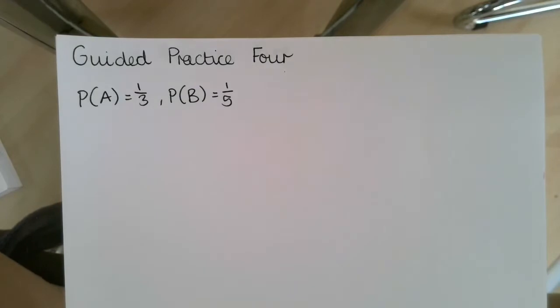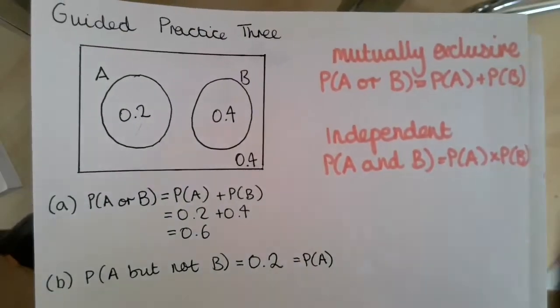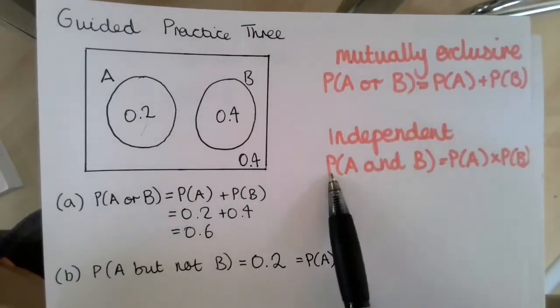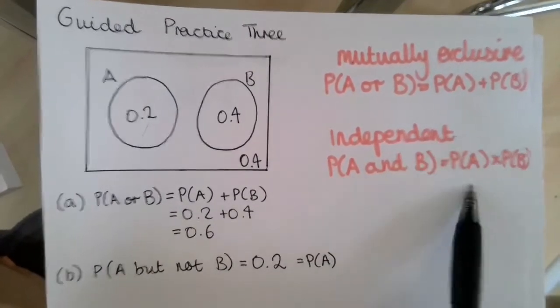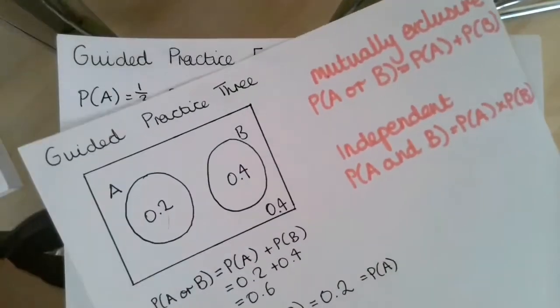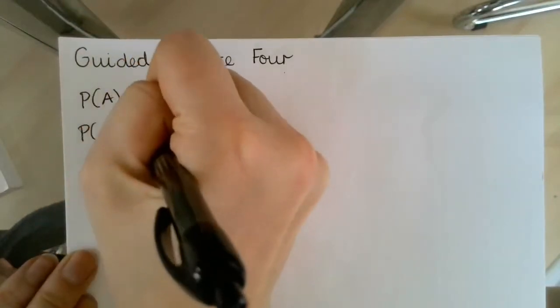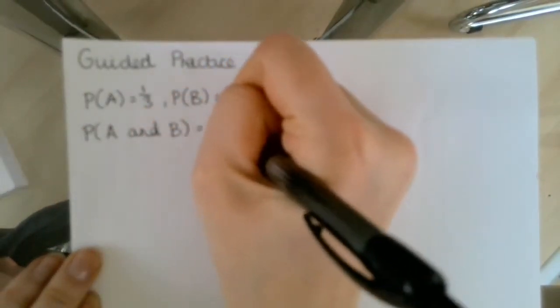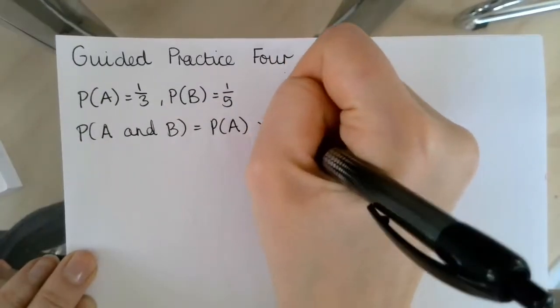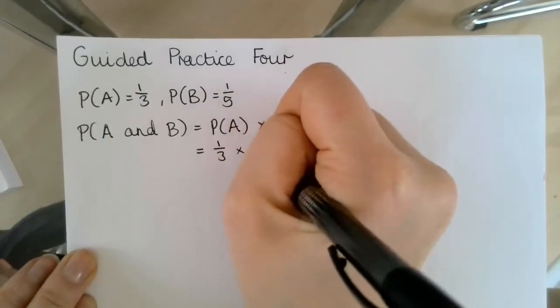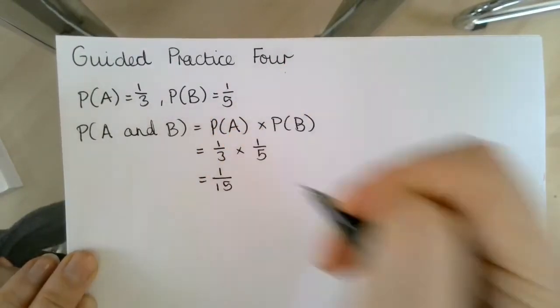For guided practice 4, this is a really quick one. We're told events A and B are independent and we're given the probability of each event. Now in that input slide, you would have seen that if events are independent, the probability of both events happening at the same time is the probability of those events multiplied, so the product of those probabilities. So we're going to do the probability of A and B. We're going to say that that's equal to the probability of A multiplied by the probability of B. So we're doing a third multiplied by a fifth, which is 1 over 15.